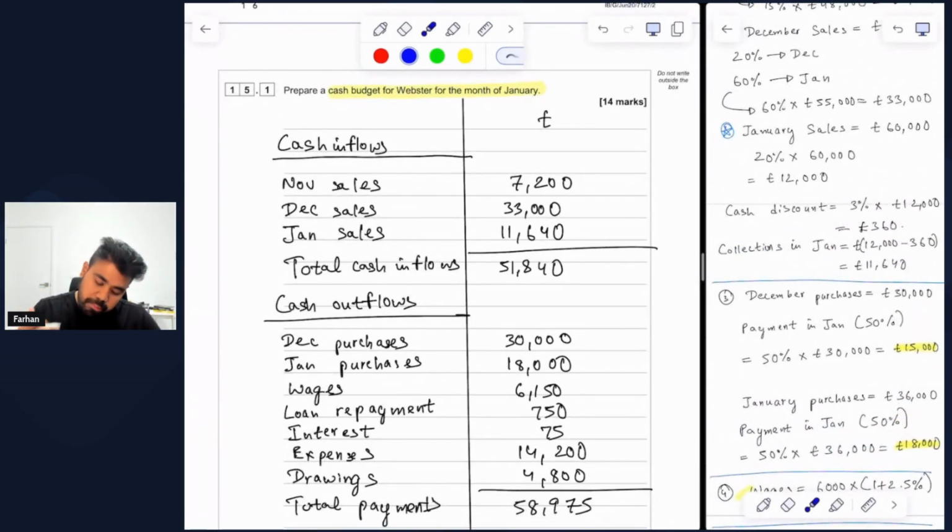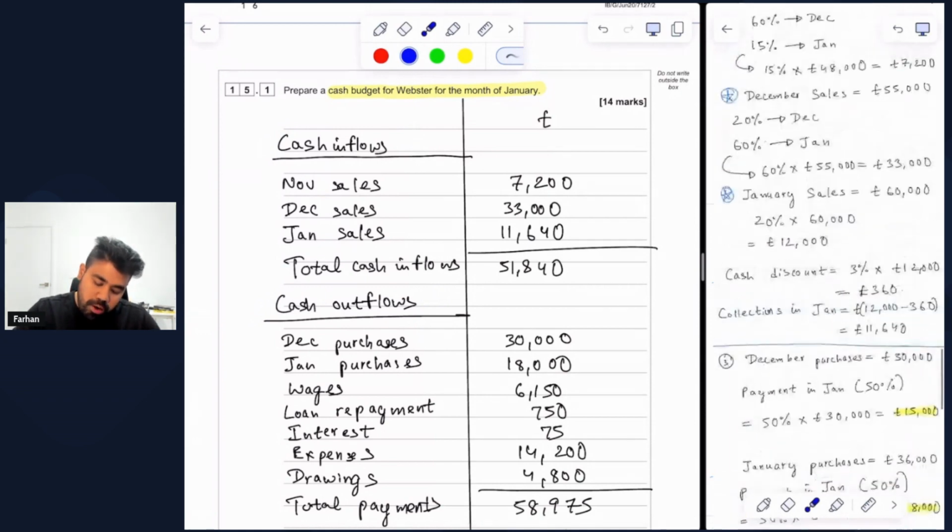So we have separated this into cash inflows and cash outflows. You can also write cash receipts instead of cash inflows. They're the same thing, so do not worry too much. You have cash outflows here. You can also write cash disbursements or cash payments. It's the same thing, nothing to worry about here. You're not going to lose marks.